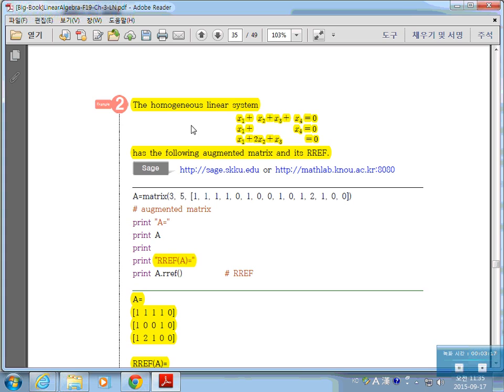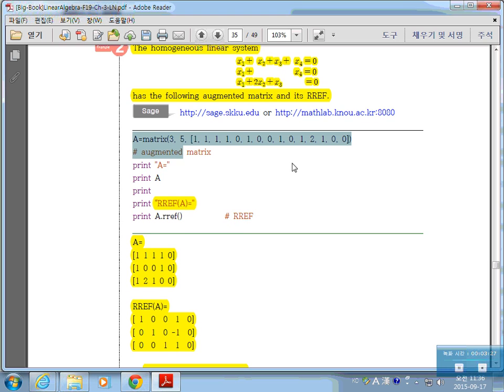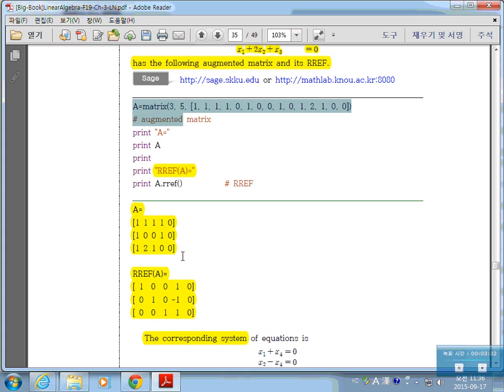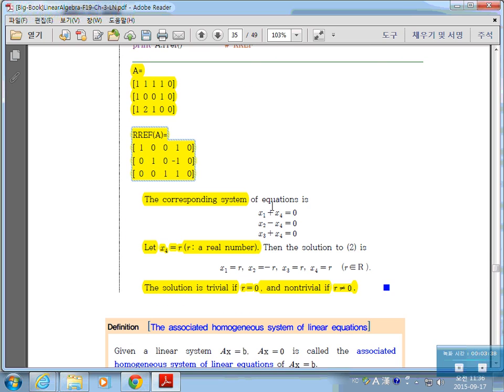Okay, a homogeneous linear system like this has the following augmented matrix and its RREF. Okay, this system of linear equations has this matrix. Then we form this augmented matrix, and then the RREF of A looks like this. Here, then we have free variables like this. So the corresponding linear equations are like this, and we have two free variables. Let them be R.